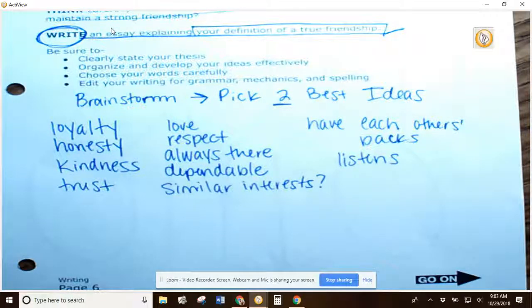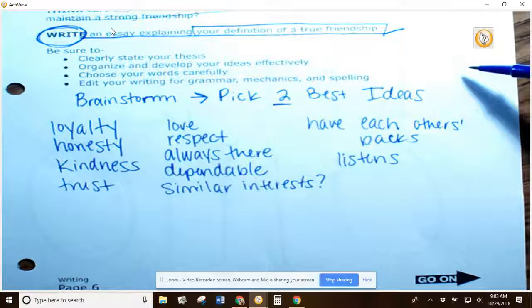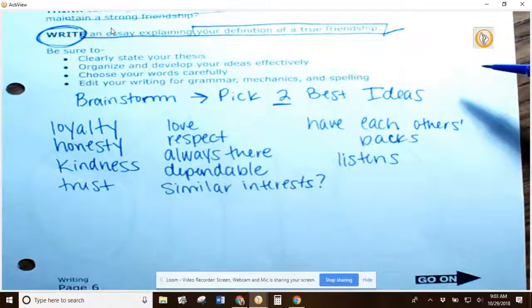Okay, so now we're going to pick, and we're all going to use the same two ideas for this one. That way this makes it easier on just getting you through the process. I want everybody to tell me what you think the best 2 or 3 ideas from this list are. When I say best, I mean the ones that you could talk more about, explain more, write a paragraph about, think of an example for, the ones that you could support the best. Which are the 2 that you think are the most important?